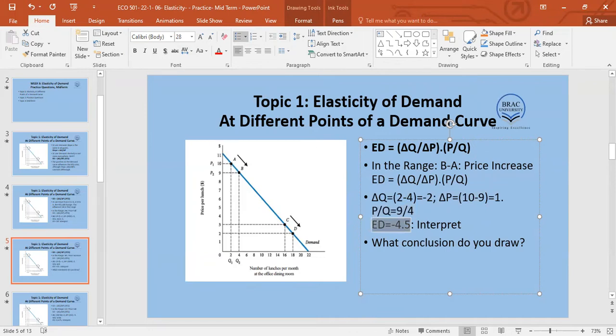What does that mean? In the AB region, if we increase price from 9 to 10, 1 unit, demand will fall by 4.5 units. That means people will want to buy 4.5 times less than before. Isn't that very bad news for the business community?